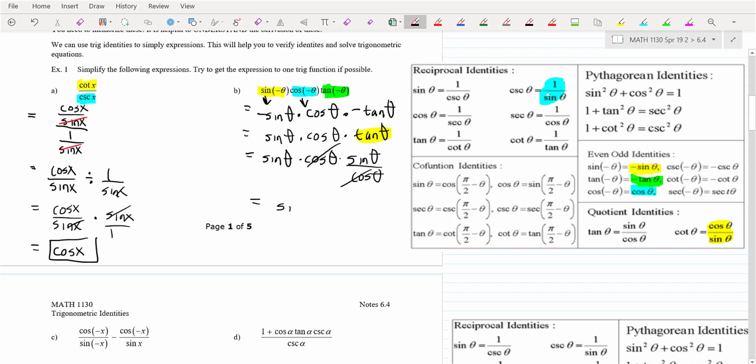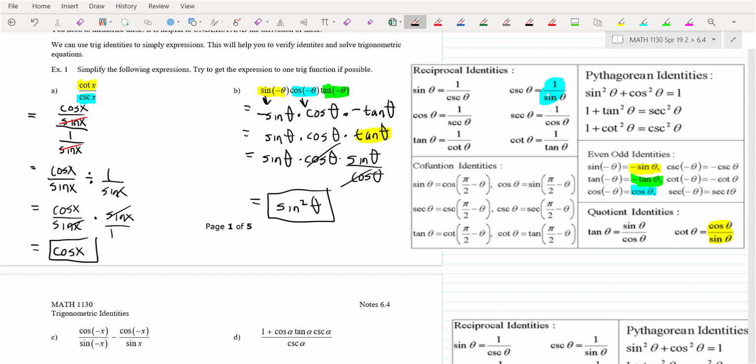What you're trying to do on most of these problems is get it down to where you have just one trig function in your answer. Most of the problems are designed so that's what you do. So that's the idea of simplifying here, and that's an important skill for calculus.